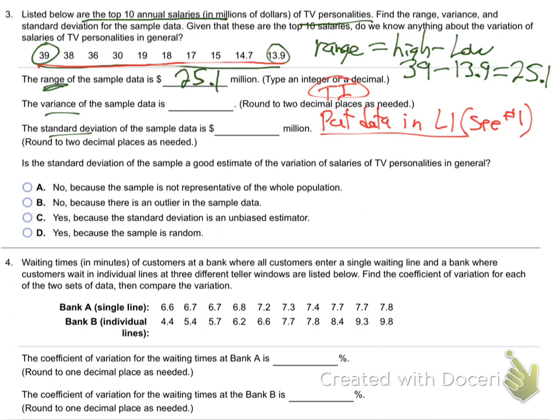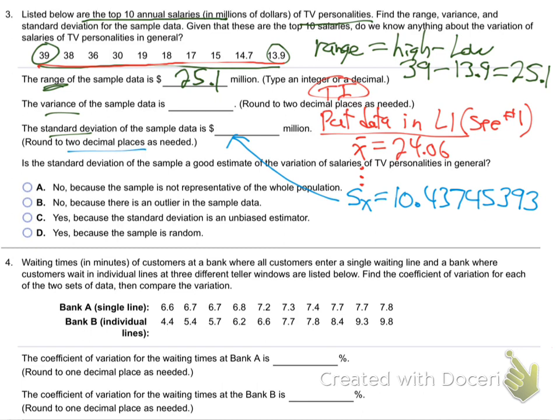And what you'll get is a bunch of answers like this. You'll get x bar is 24.06, and on down you go. The one I care about is this one. You'll get S sub x, which is 10.43745393. That one is the standard deviation. They want me to round to 2 places, notice. So I'll go 10.4. That's what S stands for, standard deviation.